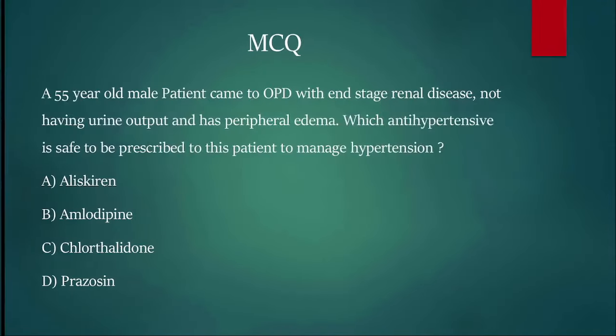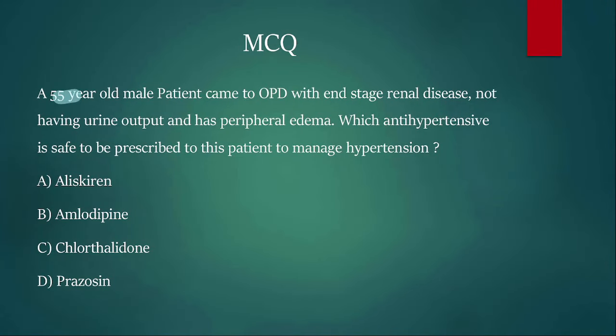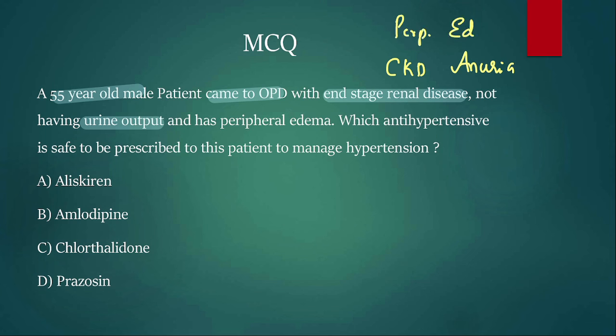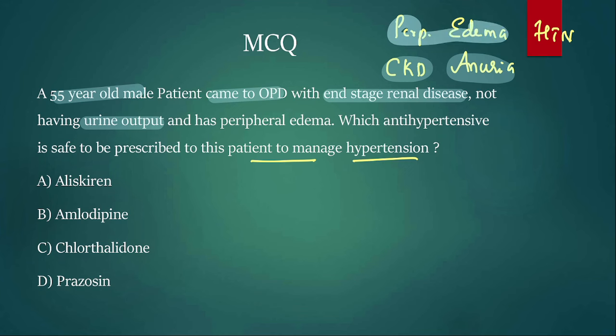Right. So let us move on to the second question. A 55-year-old male comes to OPD with end-stage renal disease, not having urine output, like anuria. And he has peripheral edema. He also has hypertension, so we have to put the patient on an antihypertensive. Which antihypertensive is safe to be prescribed to this patient to manage hypertension? So the patient has CKD, no urine output, peripheral edema and hypertension. So which one will we choose?